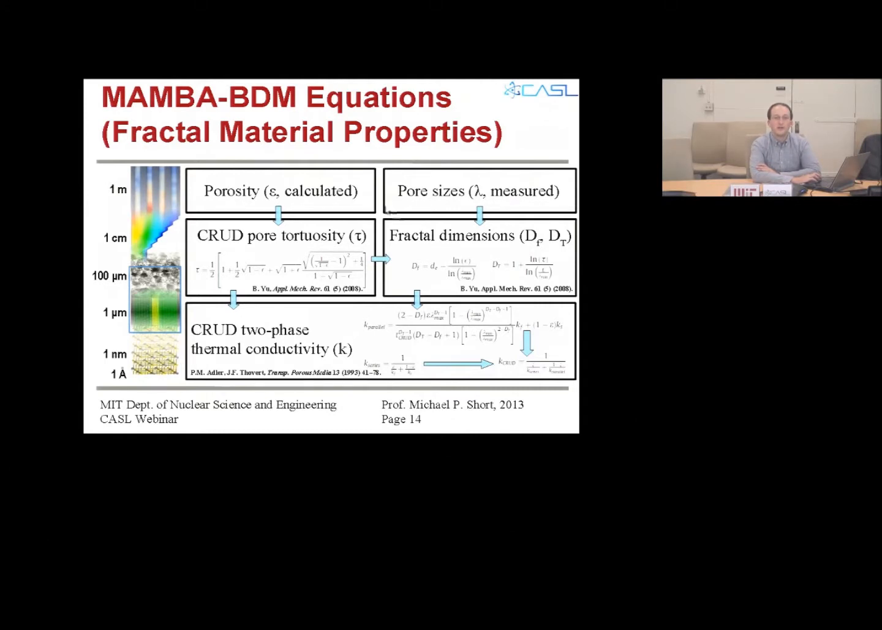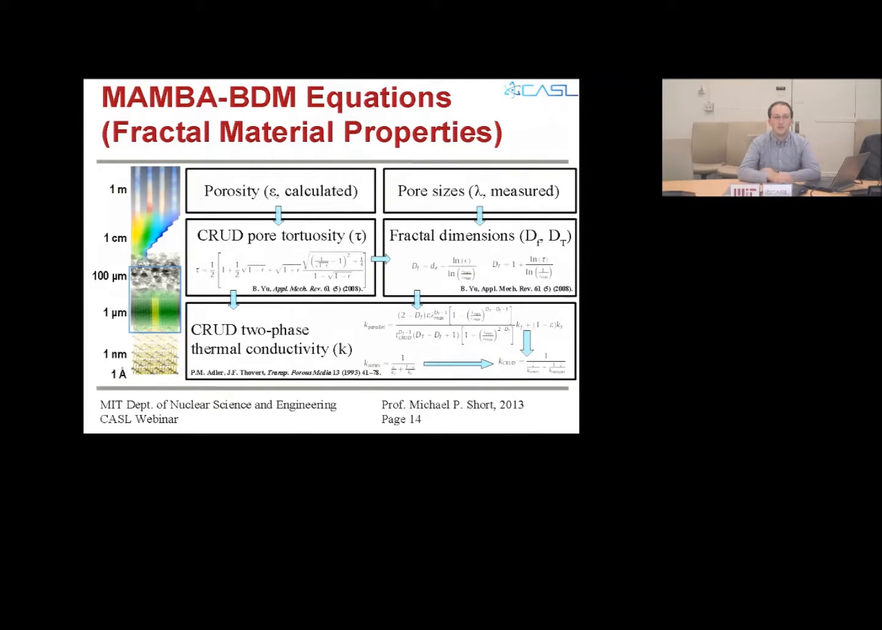So what we start with is a porosity of the CRUD, which we can either calculate or we can measure from electron micrographs, as well as pore sizes, where we can take actual CRUD flakes and measure the average and distribution of the size of the holes in the CRUD. We then compute what's called a pore tortuosity, which is a measure of how twisted the fluid paths are in the CRUD. A tortuosity of 1 means it's traveling in a straight line, which would be like through a straight pipe.